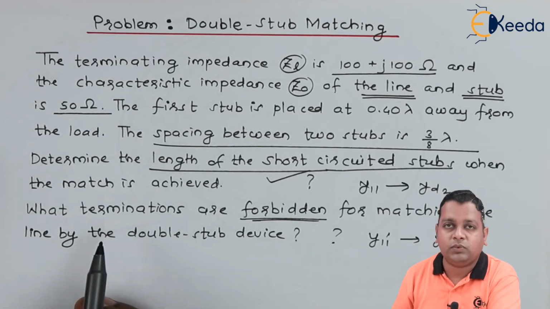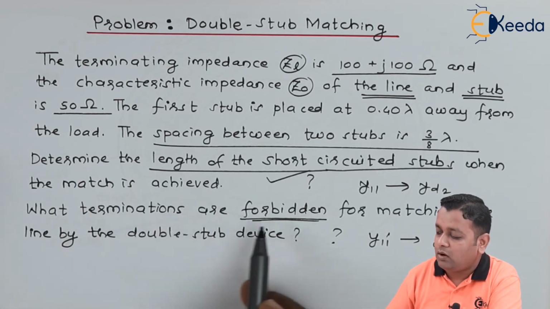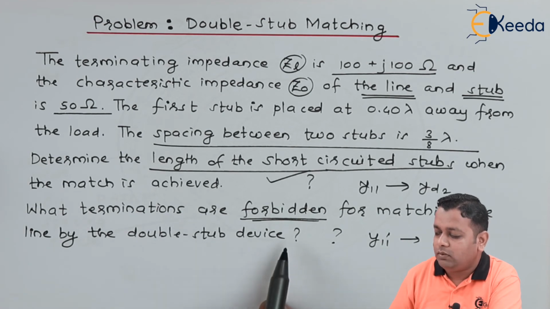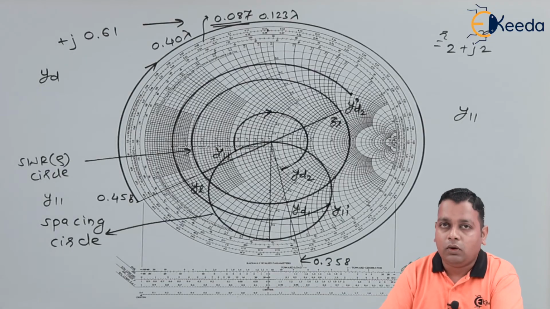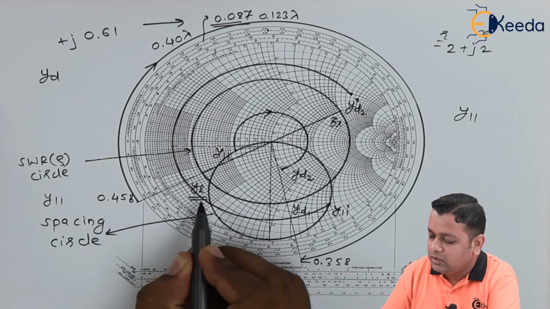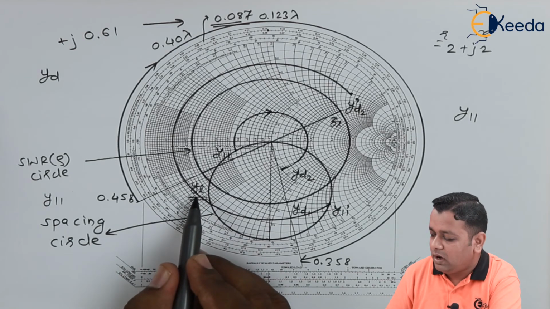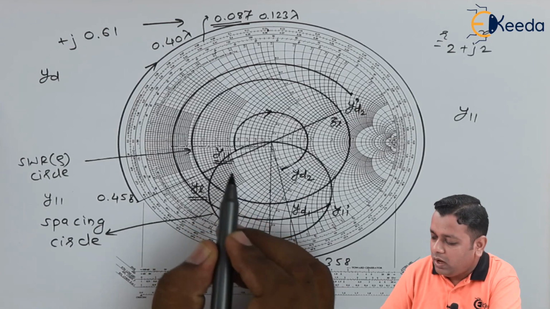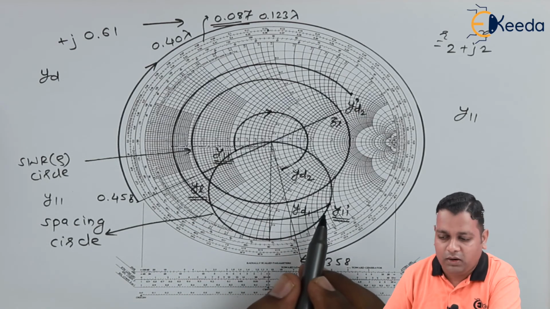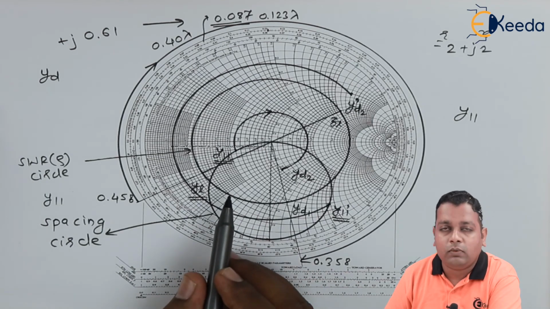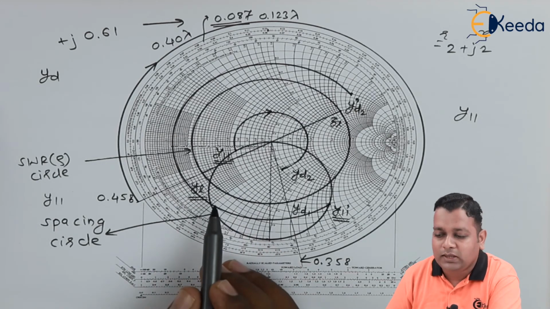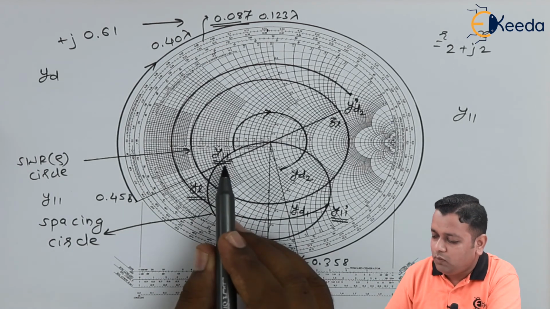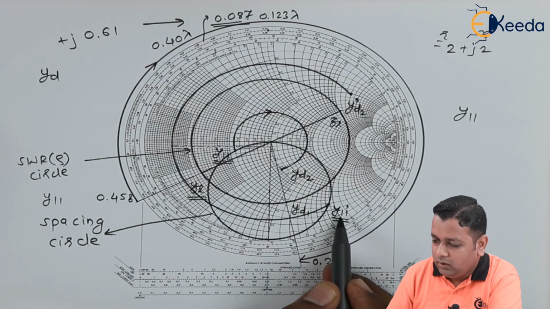Now the other portion that has been asked in the problem statement is what terminations are forbidden for matching the line by the double stub device. So let us answer this by our transmission line parameters, those we have represented onto the Smith chart here. On the Smith chart we have the position of normalized admittance YL represented at this particular position, whereas we have y11 and y11 dash at this particular point. So we come to know that a normalized admittance YL that has been located inside the perfectly matched area cannot be brought to the position of y11 or that of the y11 dash here.